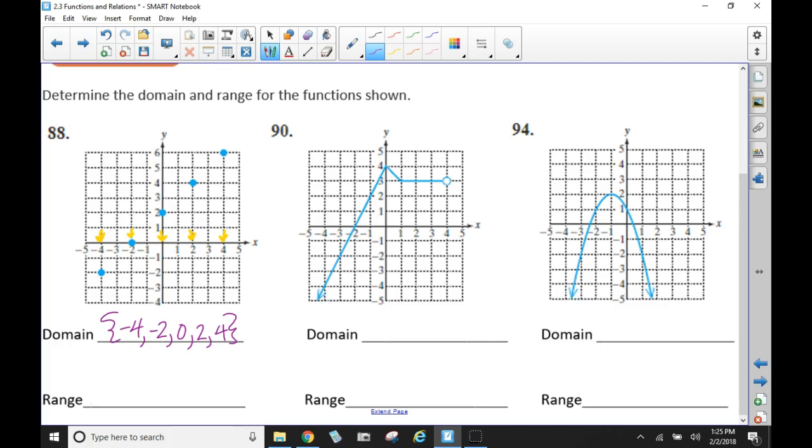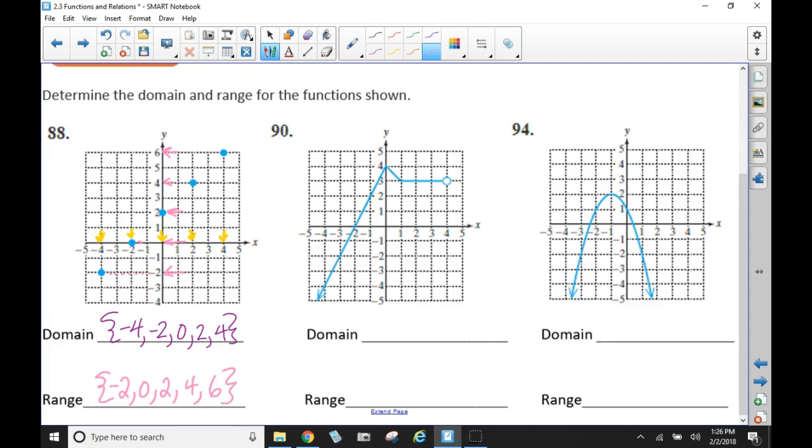And the range is the set of all y values. Let's see, we've got a y value at -2, another y value at 0, at 2, 4, and 6. So the range is the set of -2, 0, 2, 4, and 6.